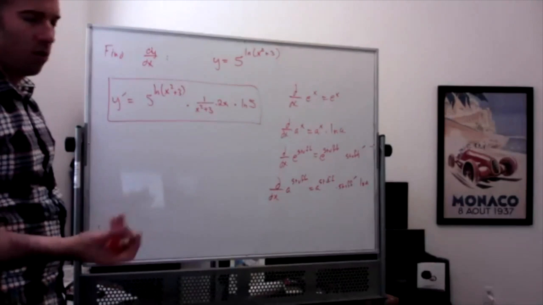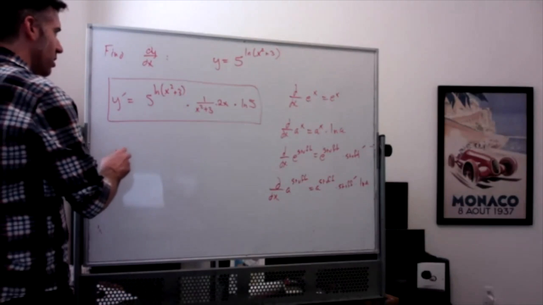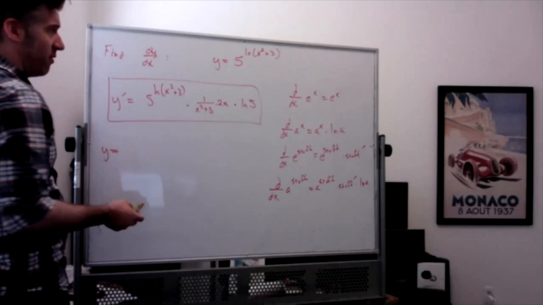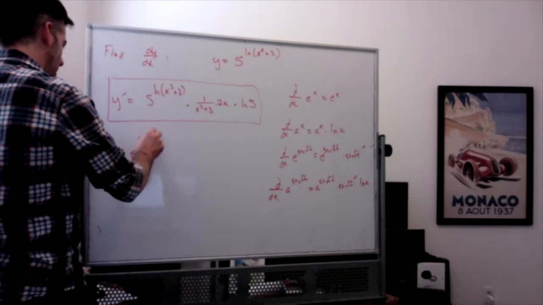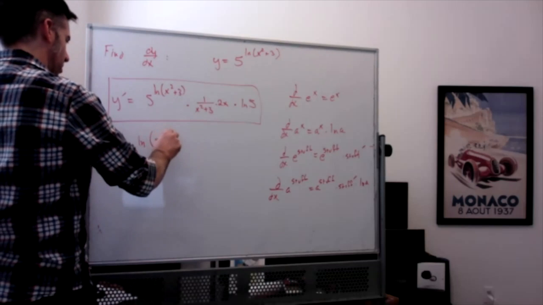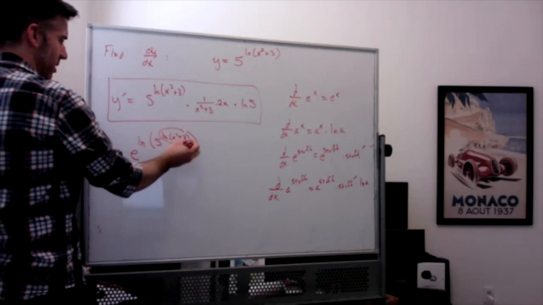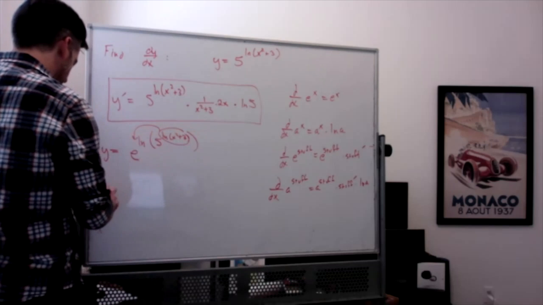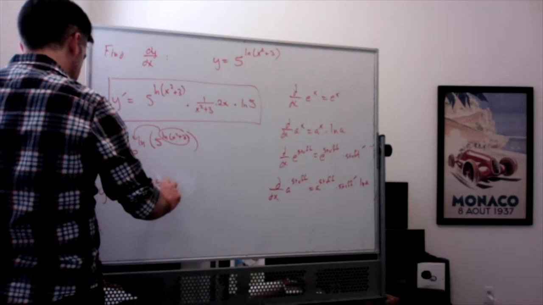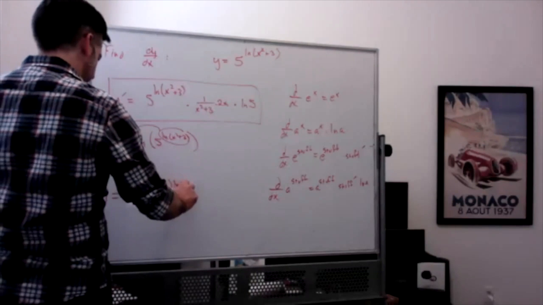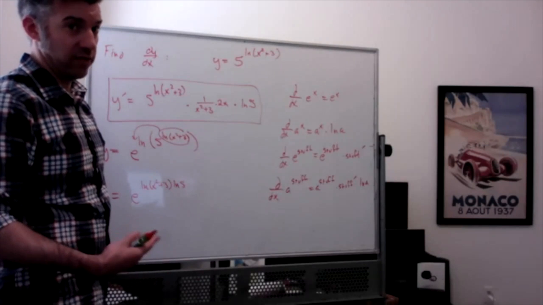Or the other way people do this problem, which is also perfectly legit, is to say y is equal to, instead of writing it as 5 to the natural log of x squared plus 3, e to the natural log of 5 to the natural log of x squared plus 3. Then you can bring down this power, so you've got y equal to e to the natural log of x squared plus 3 times the natural log of 5. And we know the derivative of e to the stuff is e to the stuff times the derivative of the stuff.